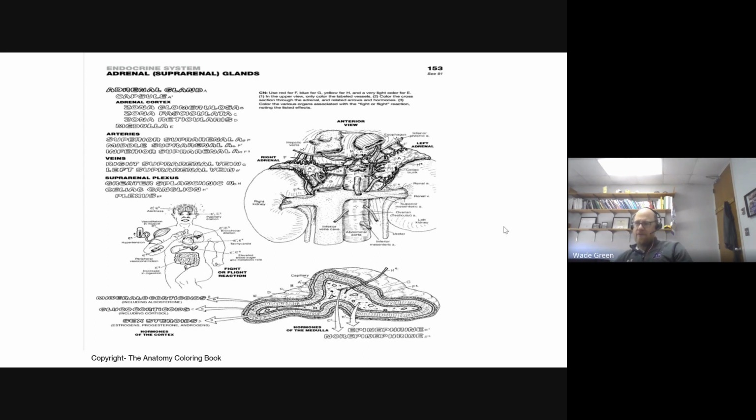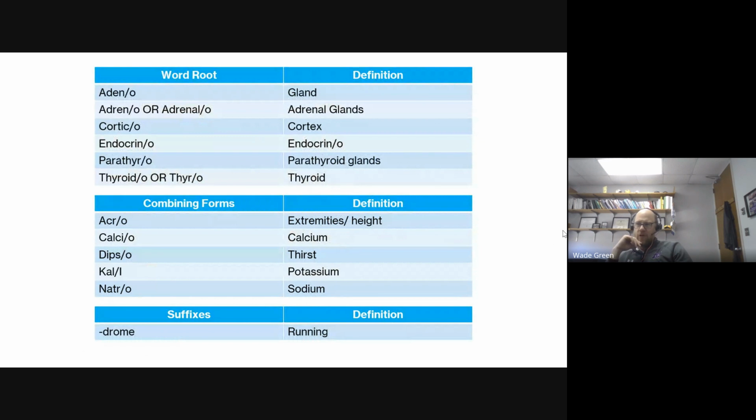And then we can also see that epinephrine and norepinephrine are also secreted from the adrenal gland as well. All right, let's go over some terms really quickly. As you are already aware, adeno is the root and combining form for gland. Adreno or adrenalo is the root and combining form for adrenal glands. Cortico means cortex. Endocrino is the root and combining form for endocrine. Parathyro refers to parathyroid glands, and thyro refers to thyroid glands.